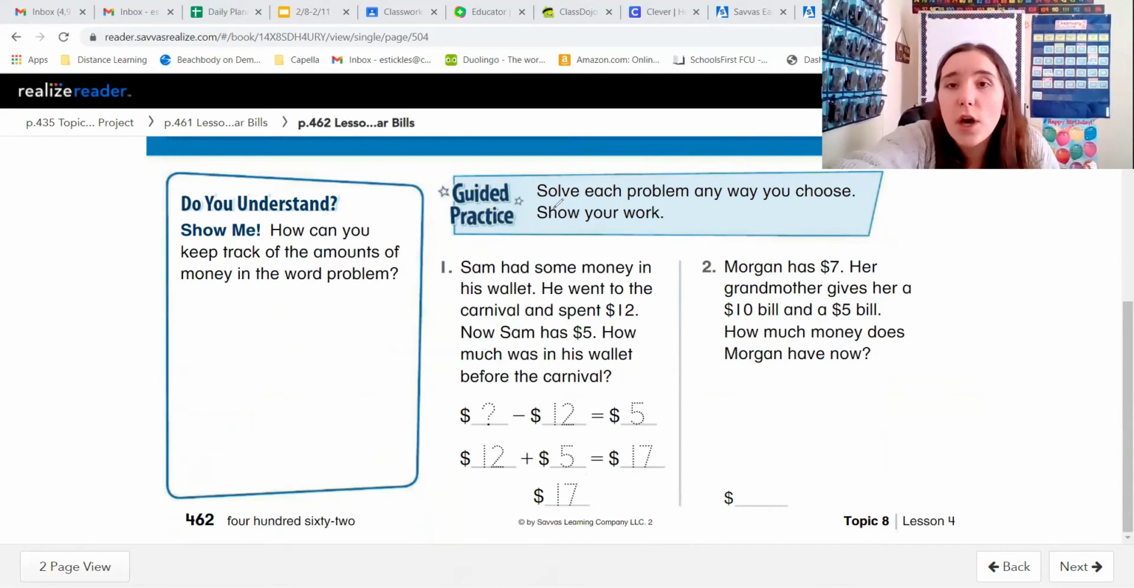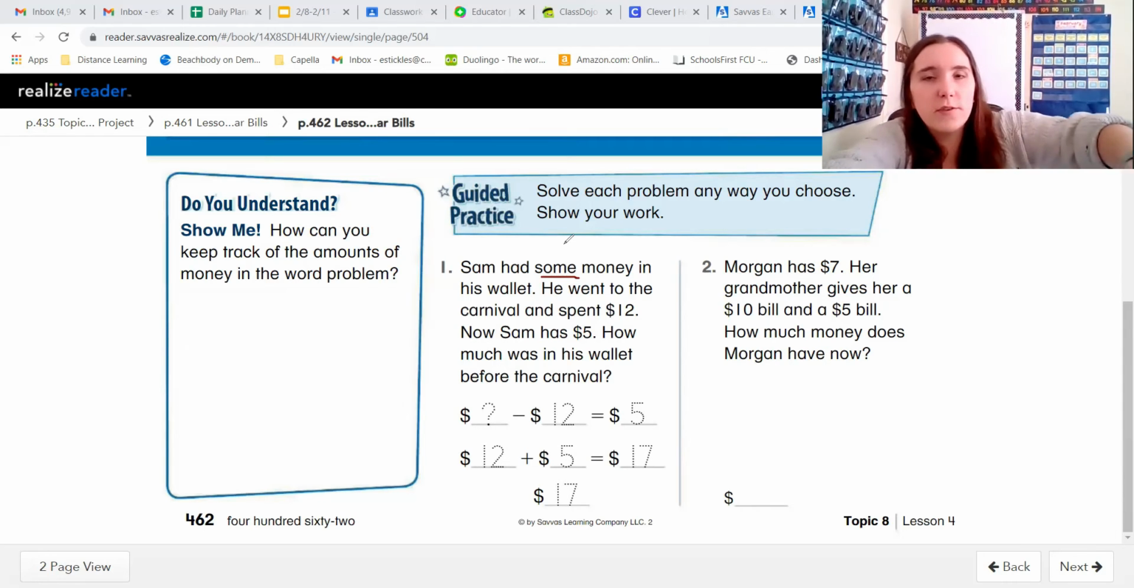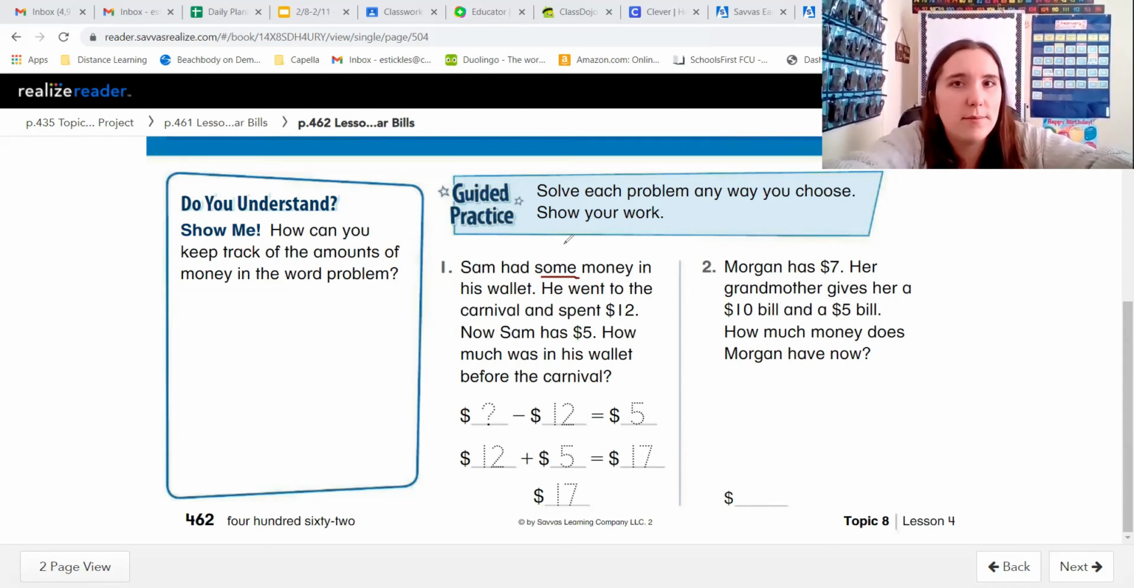It says, solve each problem any way you choose, show your work. Very important, show our work. Sam had some money, whenever they say some, we don't know how much, in his wallet. He had some money in his wallet. He went to the carnival and spent $12. Now I'm going to ask you, friends, $12, if you spend it, are you adding or subtracting it?